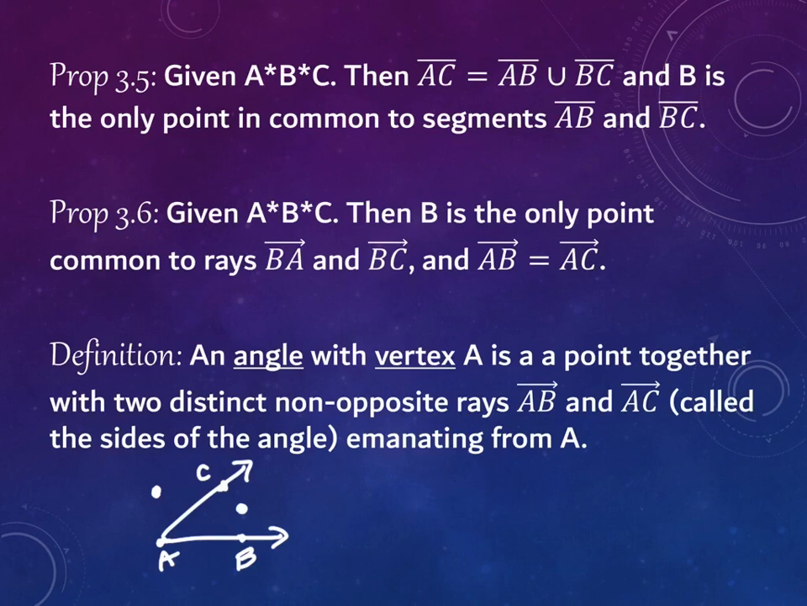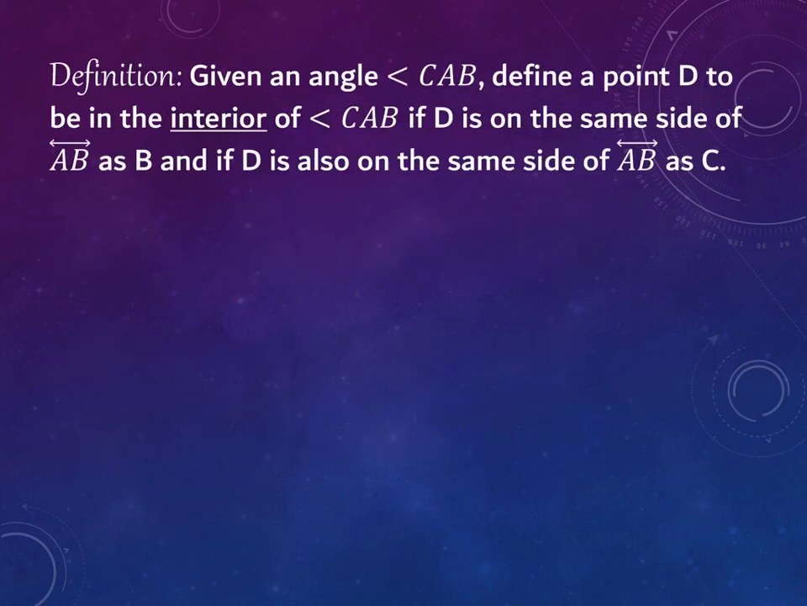Does anybody remember what we call those 2 points? Like what names we give them to differentiate their location with respect to our angle BAC? Interior and exterior. So that's our next definition.